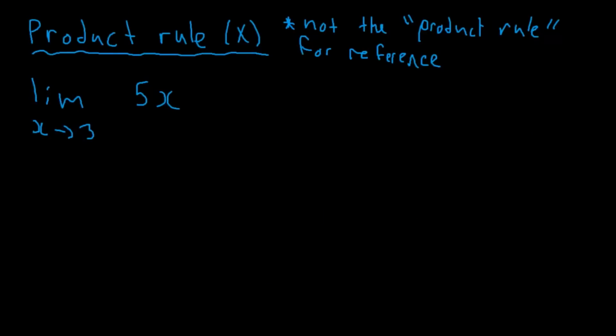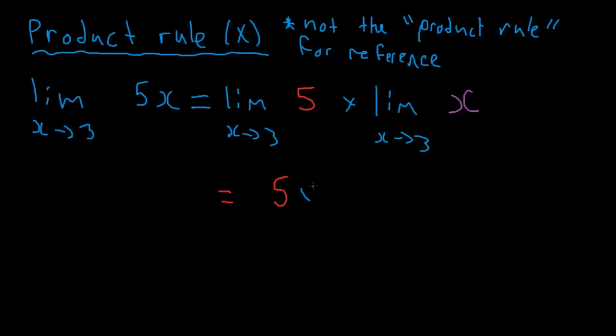And for products, we could best see this for the function 5x approaching 3. These two limits are approaching 5 and 3 respectively, and this leads to the total limit of 15.